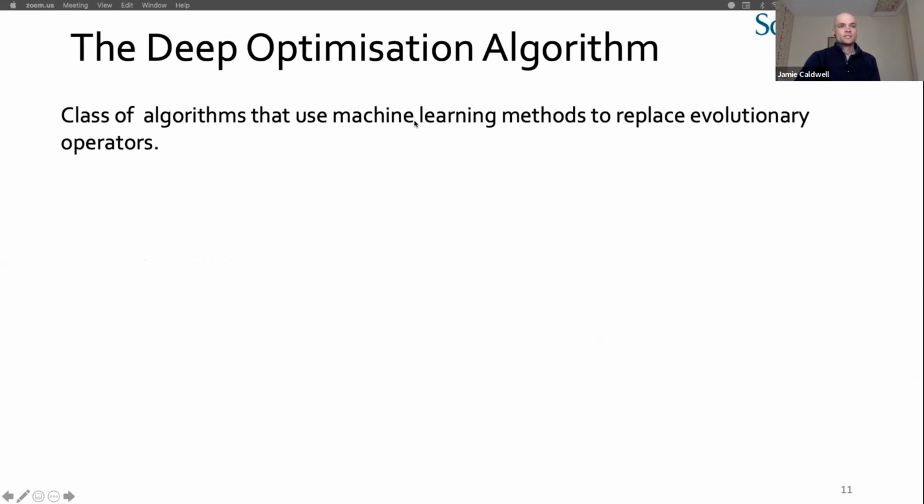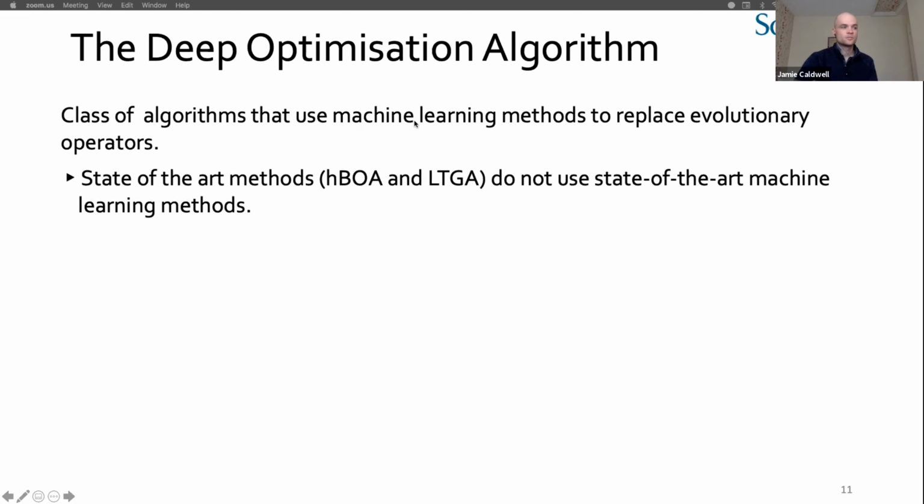So the deep optimization algorithm is within the class of algorithms that use machine learning methods to replace evolutionary operators, such as EDAs or model building optimization algorithms. The state-of-the-art methods within this class are the hierarchical Bayesian optimization algorithm and the linkage tree genetic algorithm. They work quite differently, but in both cases, they don't use the state-of-the-art machine learning methods, which we would consider as deep learning methods.